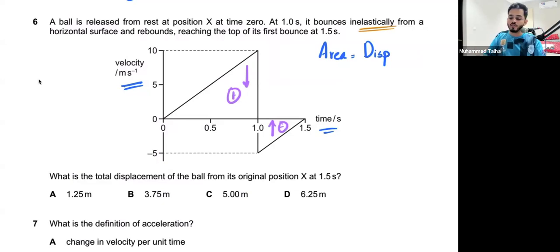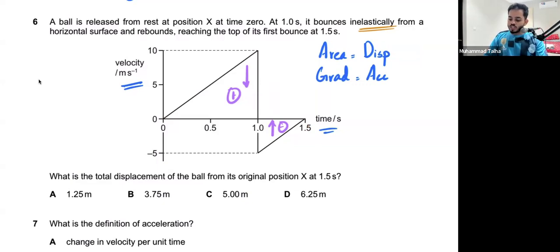Another way you can also confirm this is because you know this is a velocity time graph. The gradient of this graph is acceleration. That's also what you know. So if you see here, in either of these parts, when it's falling or rising, the gradient is positive. And positive again means downwards acceleration. So the acceleration due to gravity is downwards.